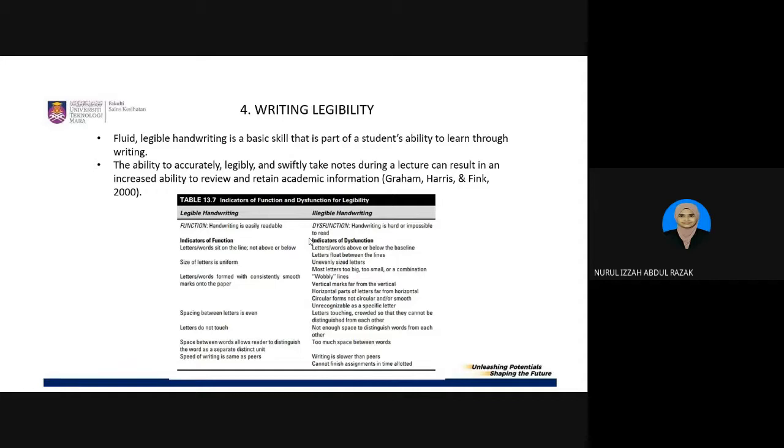forms are not smooth. Then orang yang membaca tu tak boleh nak recognize specific letters yang dihasilkan, then the letters are touching ataupun sangat crowded dan tak boleh nak distinguish between each other, then not enough space to distinguish from each other, or too much space between words. The kid also might write slower than the pace and cannot finish the assignment in the time allotted.